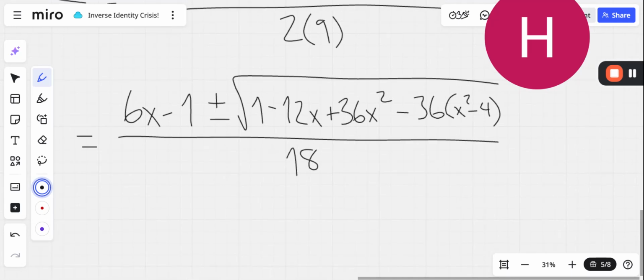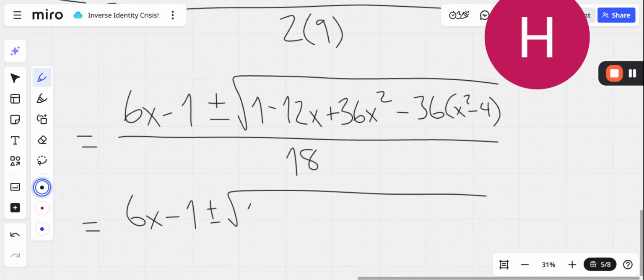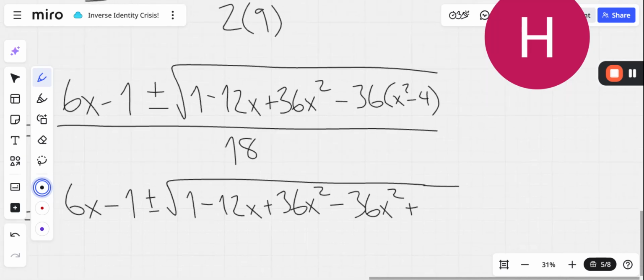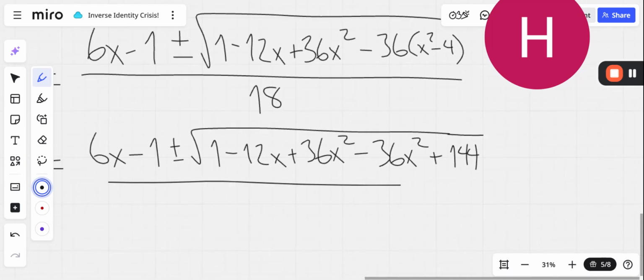Okay, we're trucking on through. This is not too bad. We have 6x minus 1 plus or minus. Well, let's see what happens here. 1 minus 12x plus 36x squared. But then we're going to subtract 36x squared. Thank goodness, that makes things a lot easier. Plus 144. Okay, all over 18.